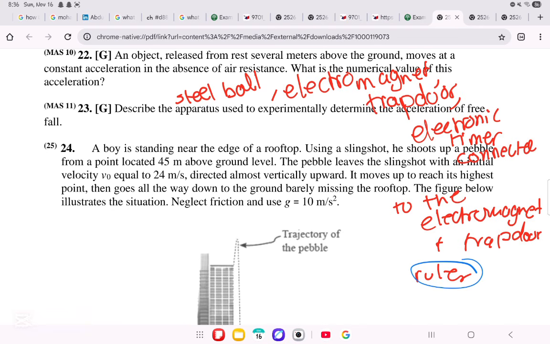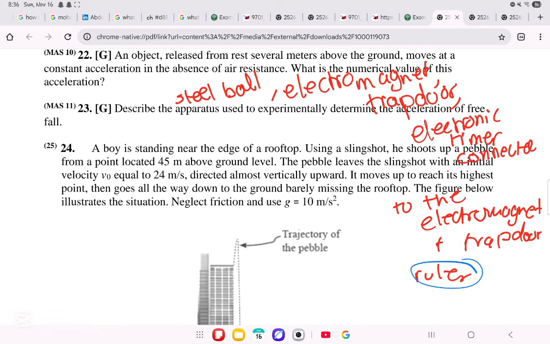Then I will have a trapdoor, which is basically like a surface, right? That will detect the steel ball falling on it. Then I have an electronic timer, or sorry, what does a trapdoor do? Like, the steel ball will fall on it, and then the trapdoor will open, for example. Then I have the electronic timer connected to the electromagnet and the trapdoor. Why? Because as soon as I turn off the electromagnet, what will happen? The timer will turn on, right?